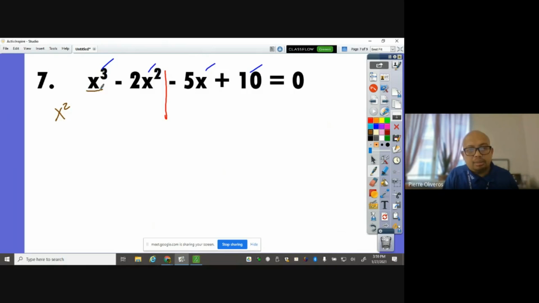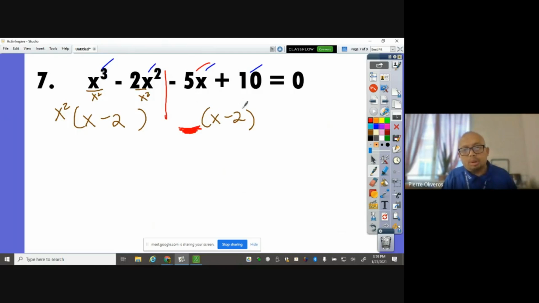I'm going to divide them by x squared here, and what will I have in the parenthesis? The quantity will be x minus 2. And this should also be x minus 2. Let's see if we can get the x minus 2 out of negative 5x plus 10. What will be the invisible number? What's the mystery number here? When you distribute it to the x minus 2, you will get negative 5x plus 10.